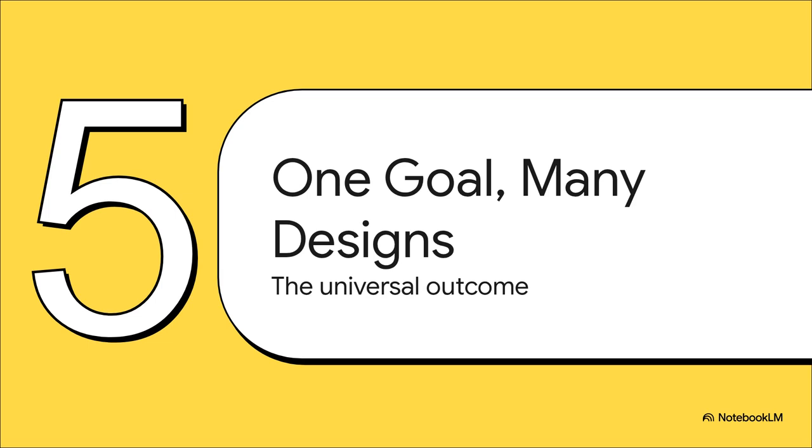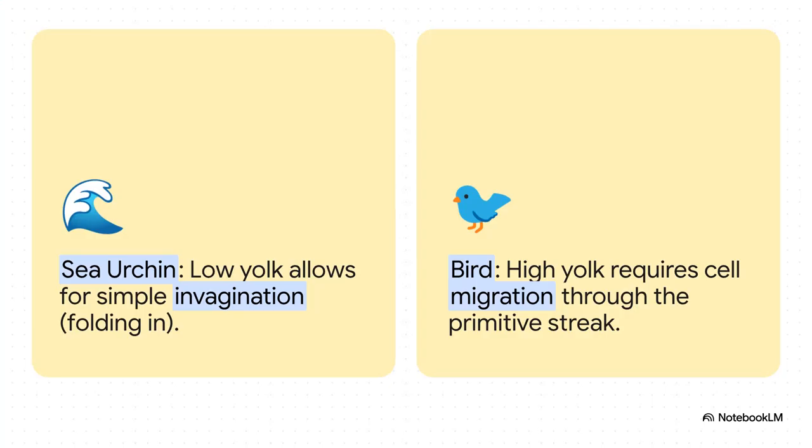So, we've watched our bird embryo get built. Now let's just zoom out for a second and see how this very specific, very intricate process fits into a much bigger, universal biological principle. Remember how we started? The huge amount of yolk is what forces the strategy. A sea urchin can just fold itself inward. But a bird has to rely on this incredibly complex migration of cells moving across a surface. They're two totally different methods, but they're both driven by different evolutionary problems that needed solving.